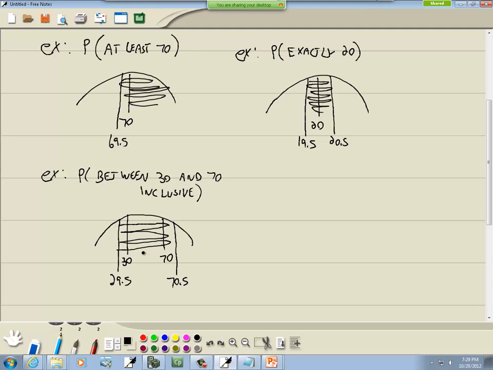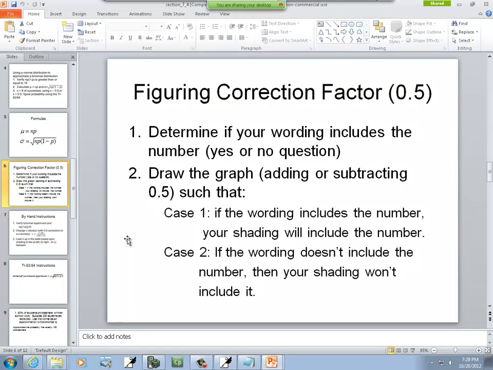Now that'll be your whole guide. You'll know if you did it wrong if those don't match. Like down here, if I had added 0.5, 30.5, and then shaded, my wording would have included 30, but my shading wouldn't have included 30. So that's what this is talking about, the correction factor.